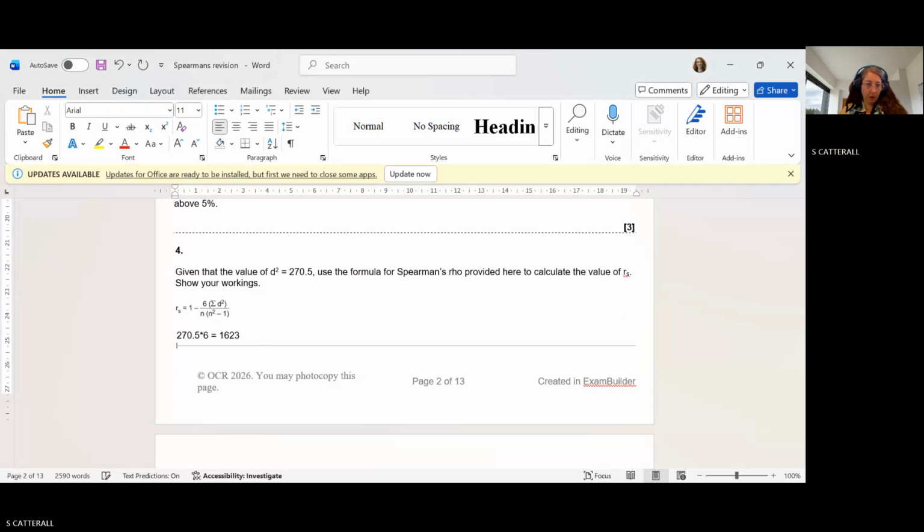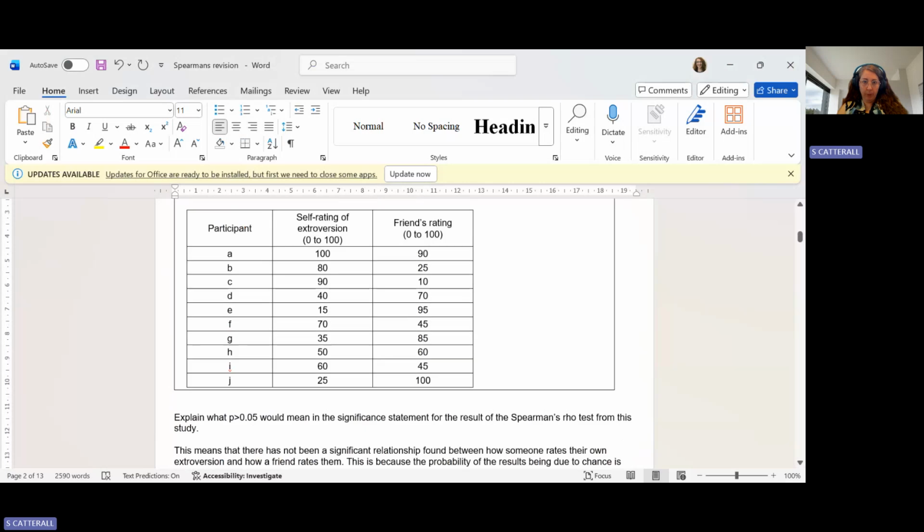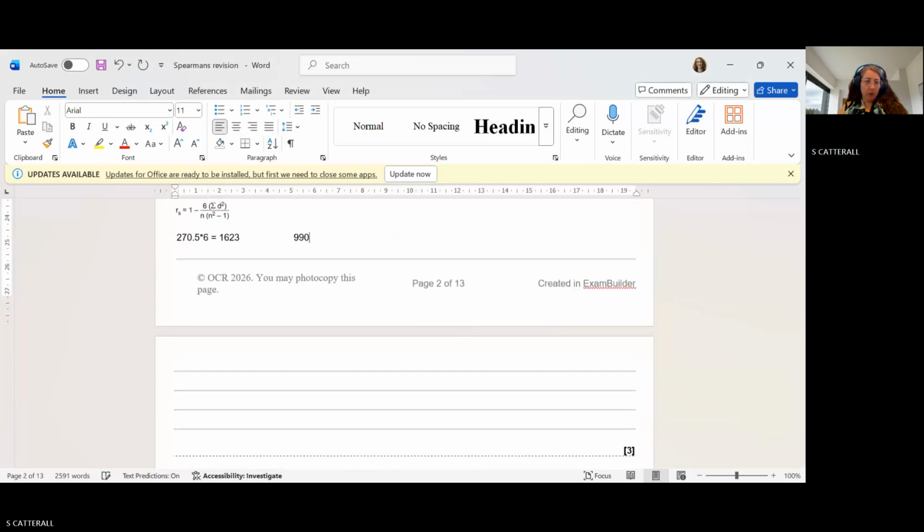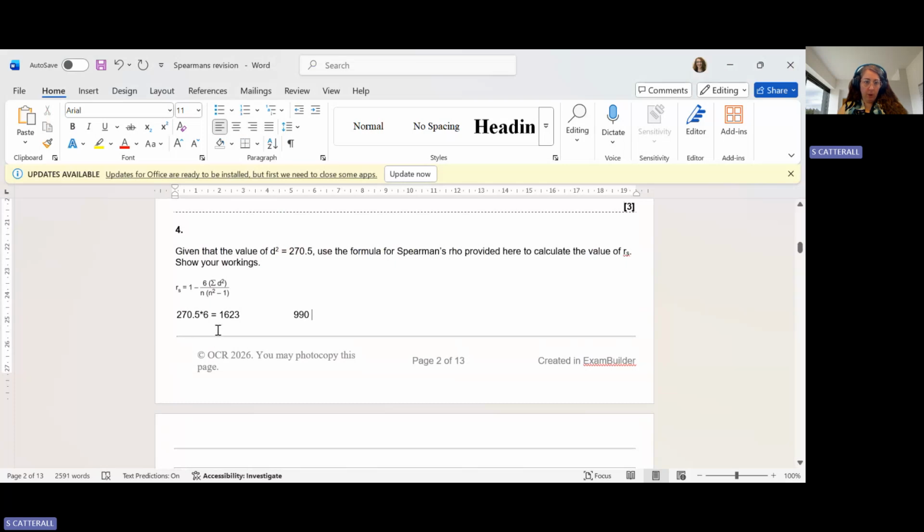So we've got that there, and then we want n, and they said 10 people again, so it's the same one as last time that we worked out. So we're going to be having that 990 because there's 10 people. So we want to do this one divided by this one. So let's say divided by 990. So this is 1.63939. And then we've got to take all that away from 1. So that will get us 0.6393939.